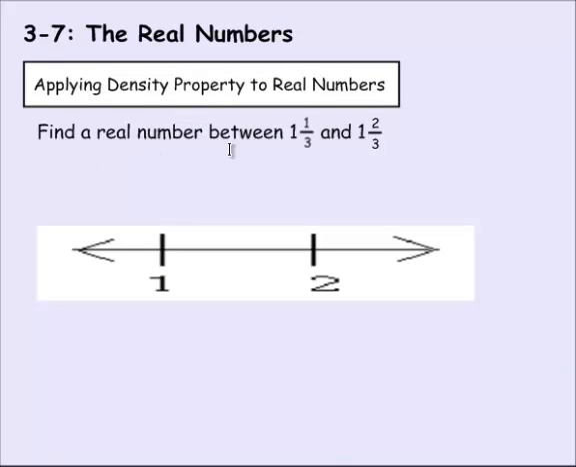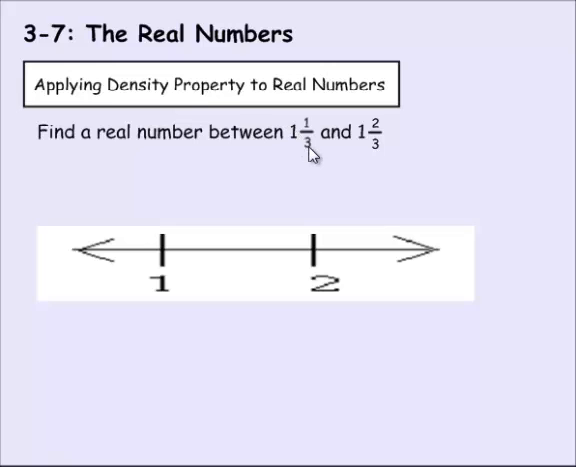Now we need to find a number between 1 and 1/3 and 1 and 2/3. This is the density property. The idea is whenever you need to find a number between two numbers, you can just add them together and then divide by 2. Here we have 1 and 1/3 and 1 and 2/3, so let's turn these into improper fractions and add them.